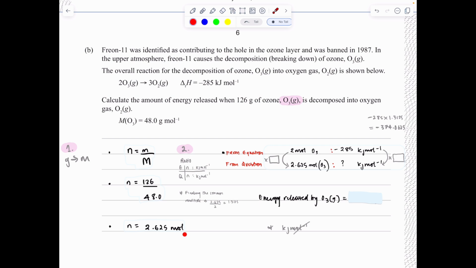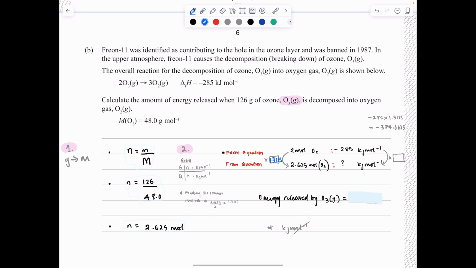Okay, so we've just calculated 2.625 moles, okay, which is equivalent to 126 grams. How much energy will this release? So here's what we have to do. How do we get from 2 moles to 2.625? What is the common multiplier? To do that, this is what we do. We do 2.625 divided by 2, and then we can find the common multiplier, which will allow us to get from 2 to 2.625. And so that, if I pop that into my calculator, is going to be 1.3125.